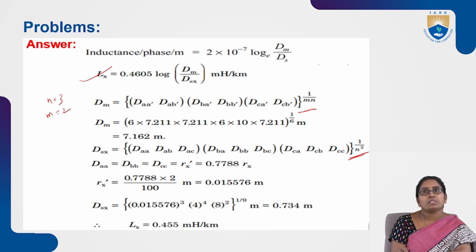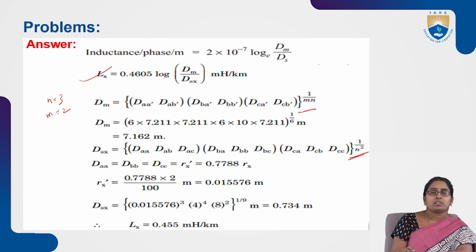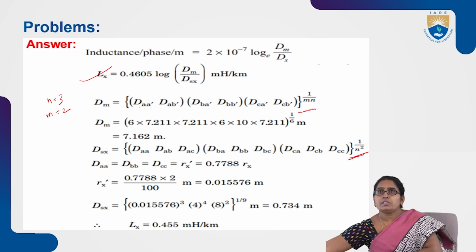So DM means the distance between the phases, I mean between the conductors, not within the conductor which has subconductors. So DM for the first conductor, conductor X, we are writing. In conductor X we have 3 conductors, right? What are those? A, B, C.